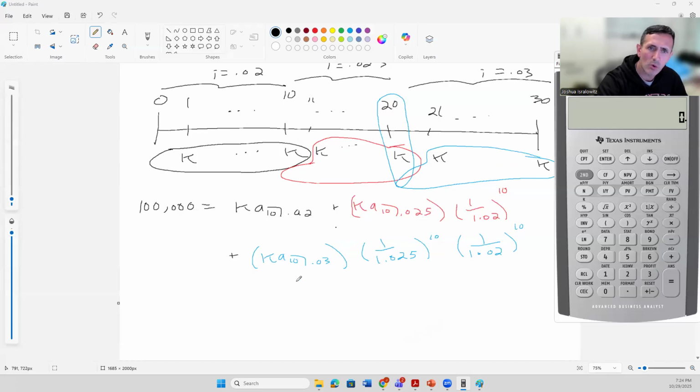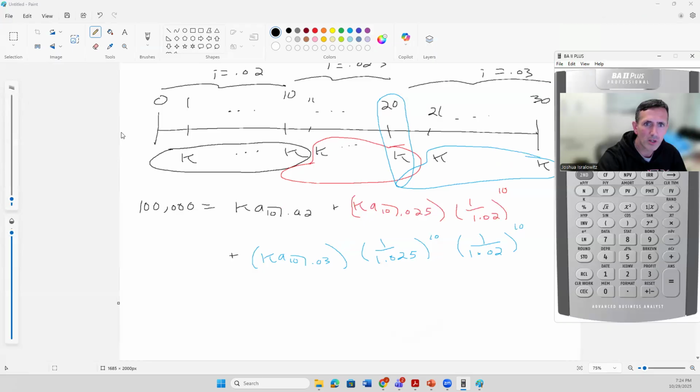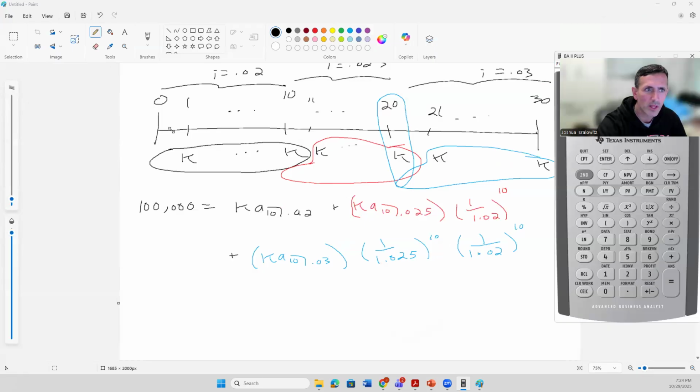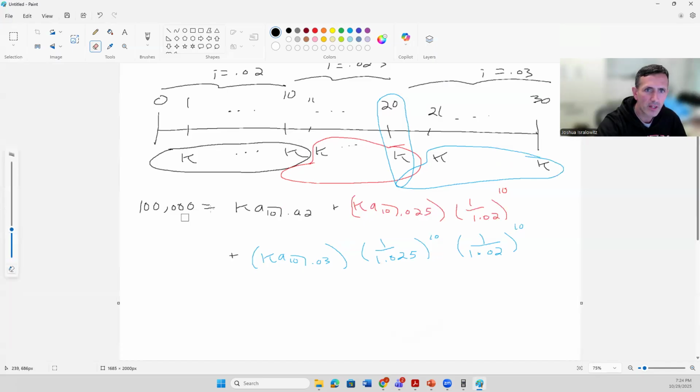So I was going to make this a little quick. Of course, what I'm going to do is factor out a K here, and just add everything. So I could do that.